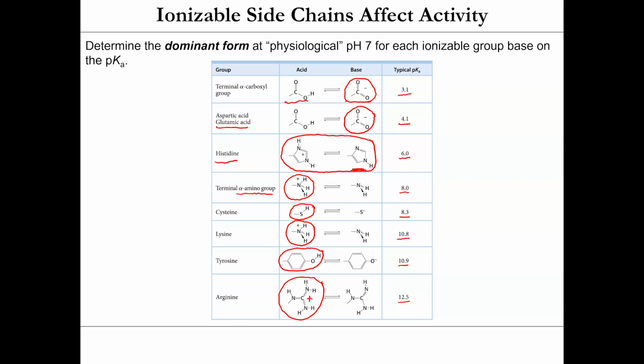But it is important to understand that the pKa of a specific amino acid in a protein can be affected by the pH of the protein microenvironment.